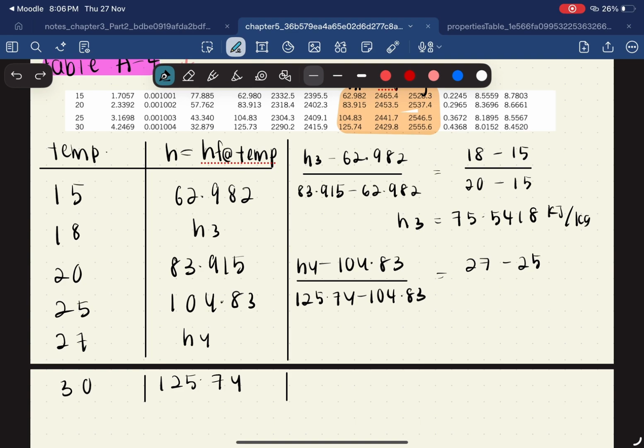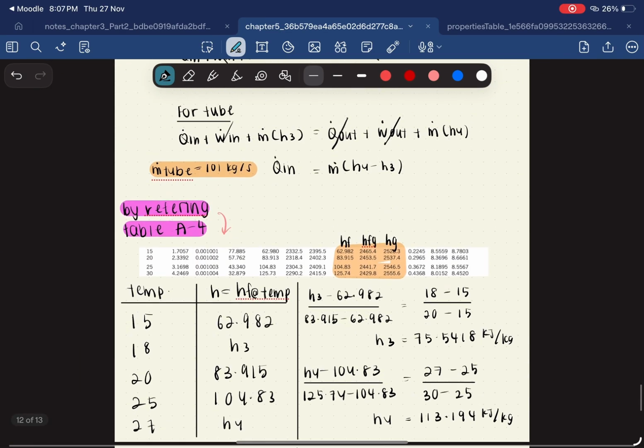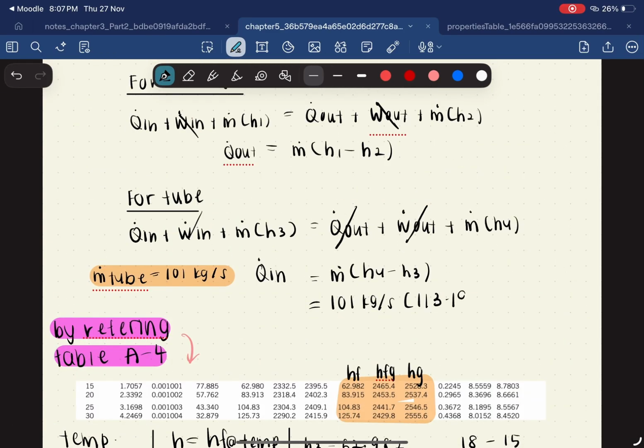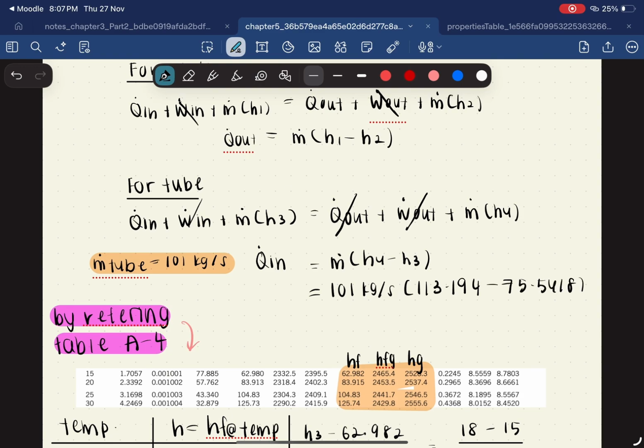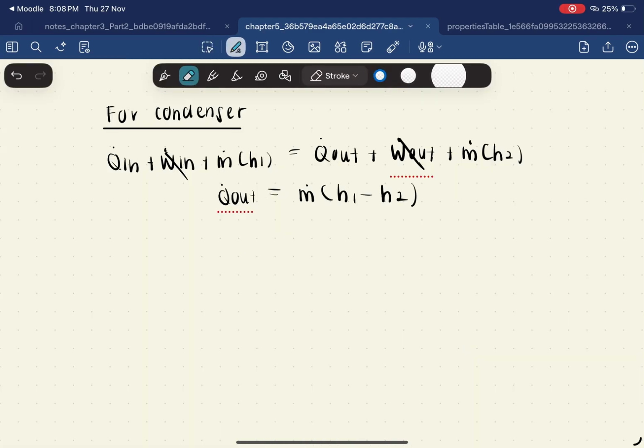Right after that, we will continue with the interpolation calculation for the internal energy h4. We write the interpolation equation, then solve it to find h4. h4 is 113.194 kilojoule per kilogram. With h3 and h4, we can calculate the Q going inside the tube. So we will substitute the values, and the Q inside the tube is 3802.8722.